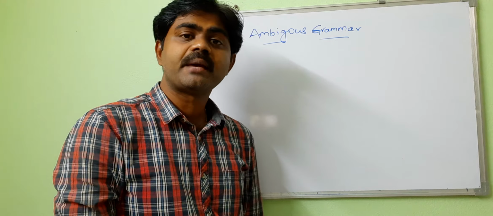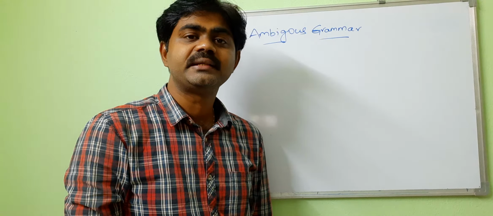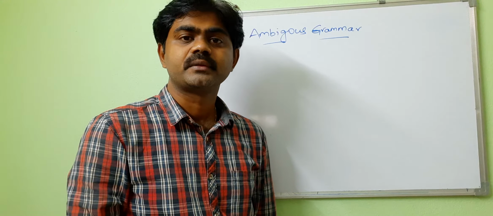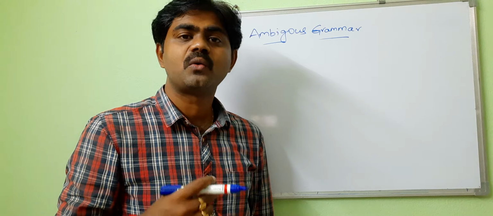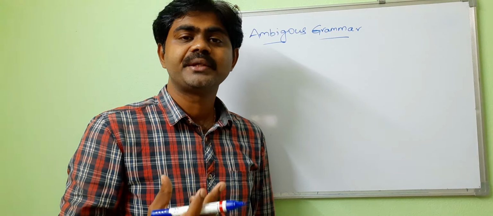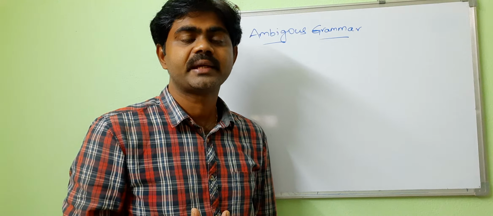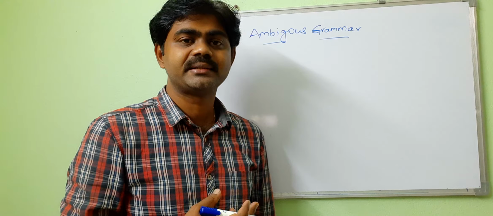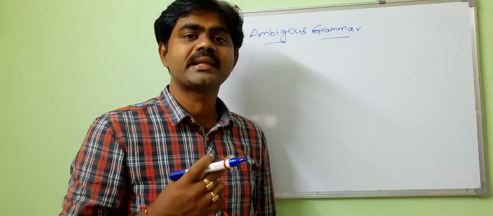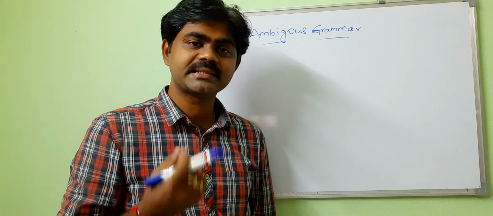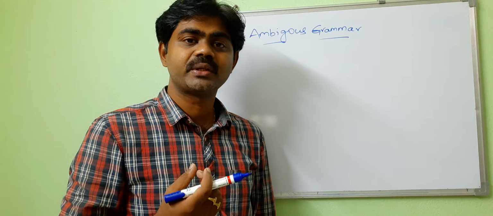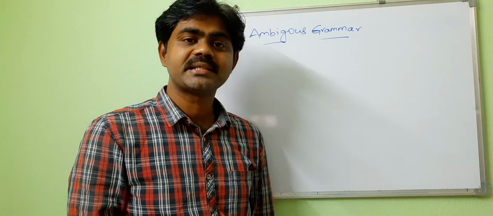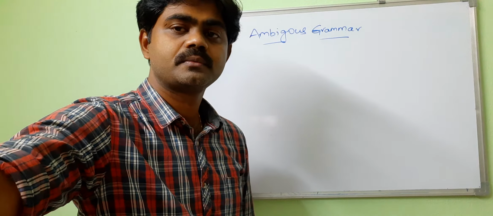A grammar is said to be ambiguous if it has more than one parse tree. How can we say that? Depending upon a grammar, we can construct a parse tree, right? So if we get more than one parse tree, then obviously we can say that grammar is an ambiguous grammar. So let's take a grammar and see whether it is ambiguous or not.